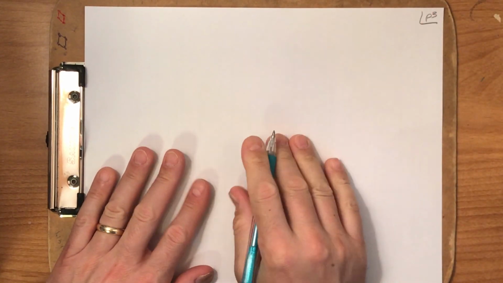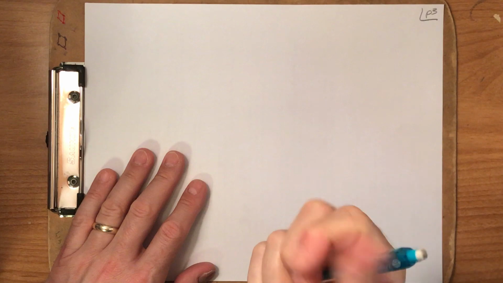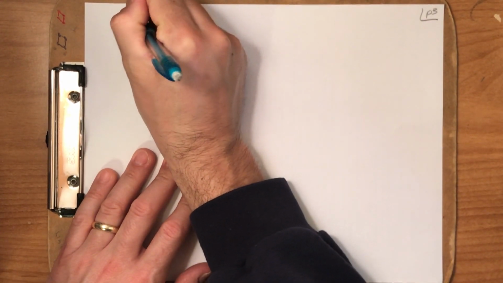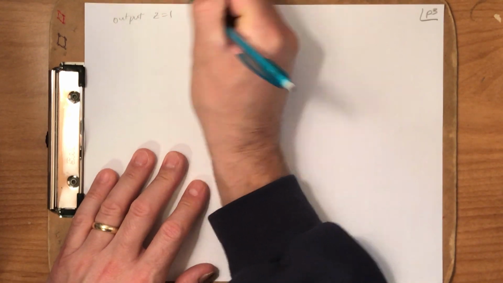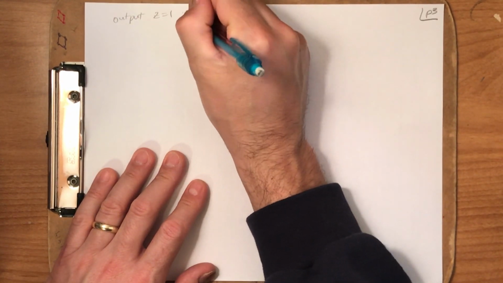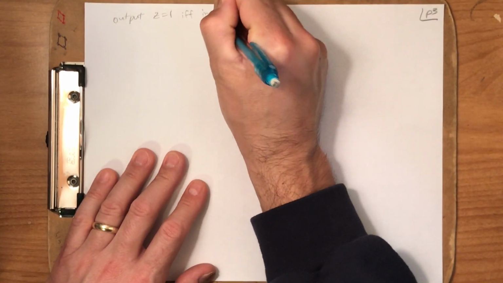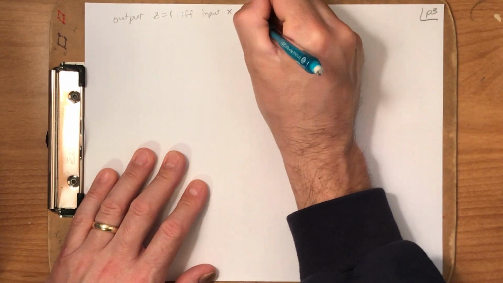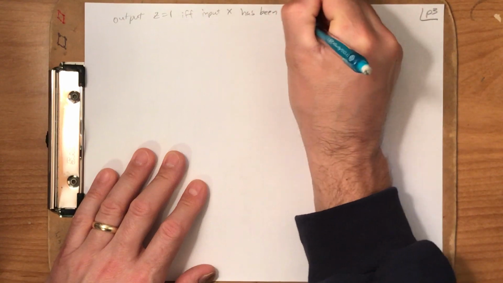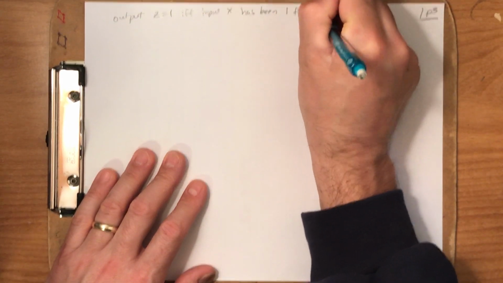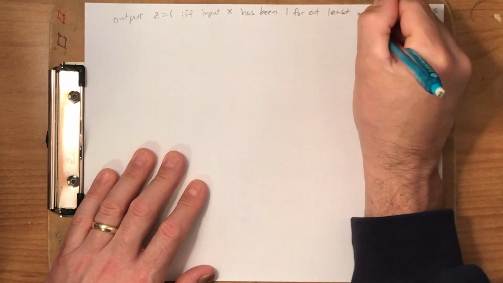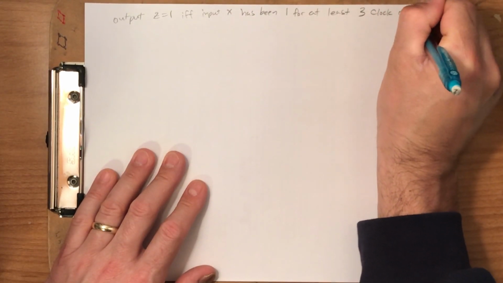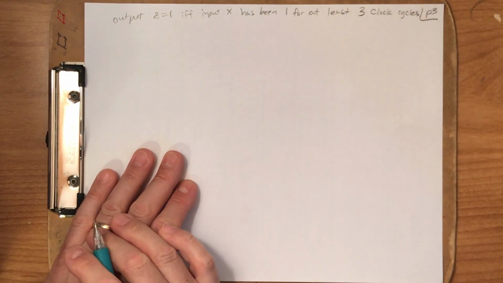All right, page 3. We saw this example earlier in the semester and said we'd defer it till later. Output Z is equal to 1 if and only if input X has been 1 for at least 3 clock cycles.